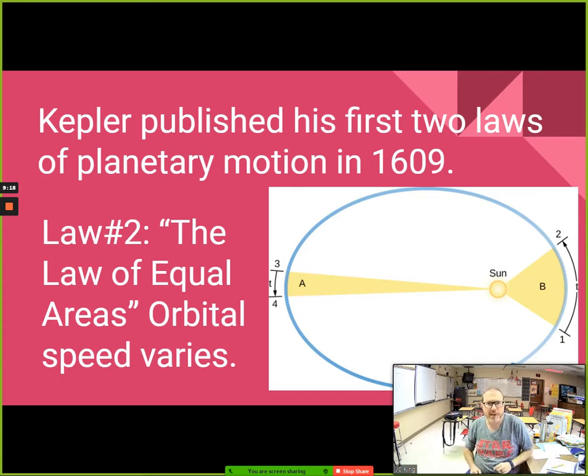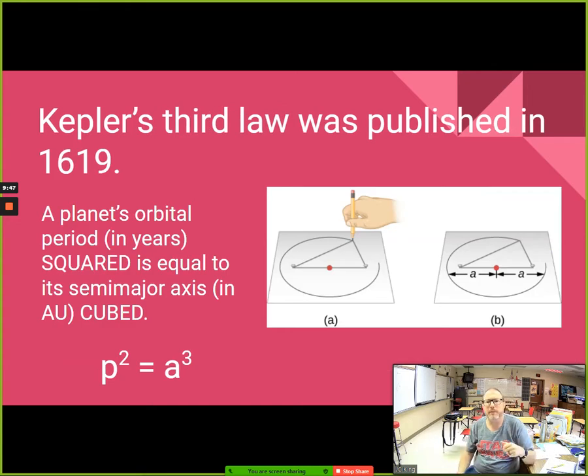Now, I said there were three laws of planetary motion. The first two he came up with, but it took him, I think, another 10 years to come up with the third one, because he wanted to find some mathematical relationship between the orbit and the time that it took something to orbit the sun and its distance from the sun. And he played around with it for a good 10 years, and finally he chanced upon the third law. And the third law basically says that the planet's orbital period is directly related to its distance.